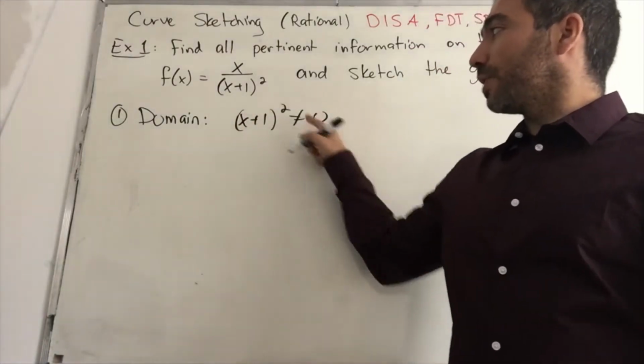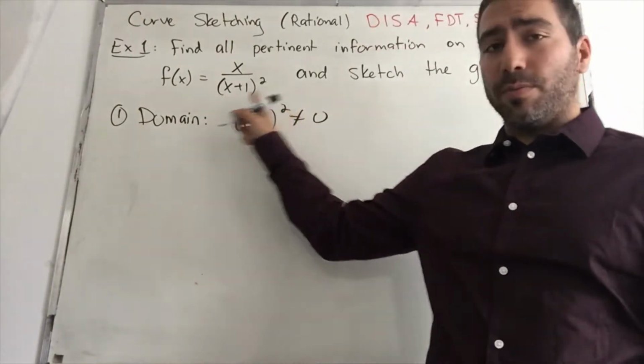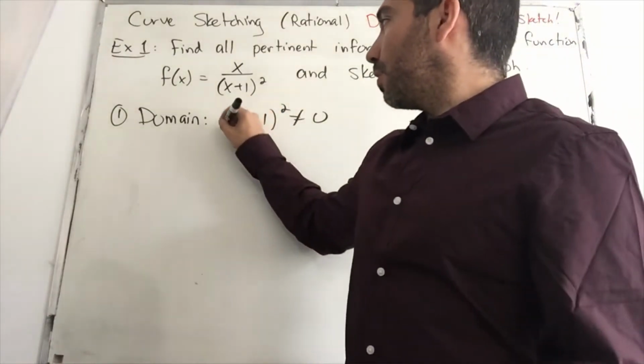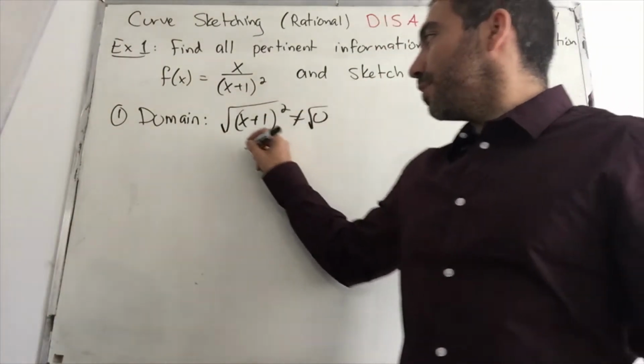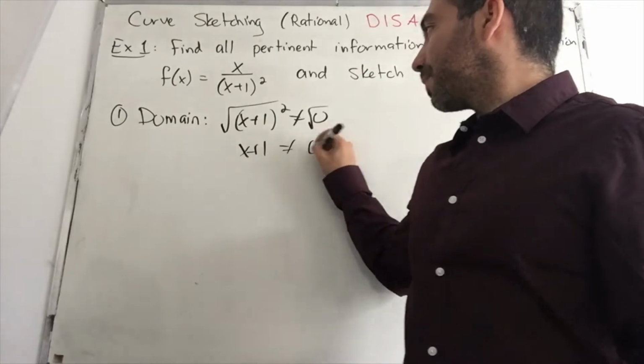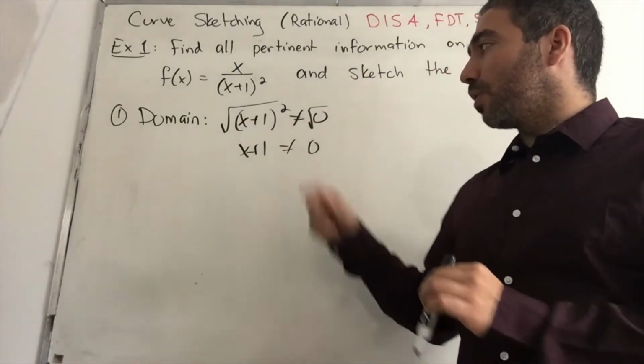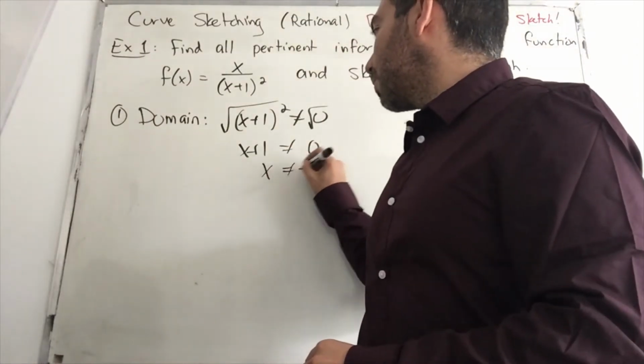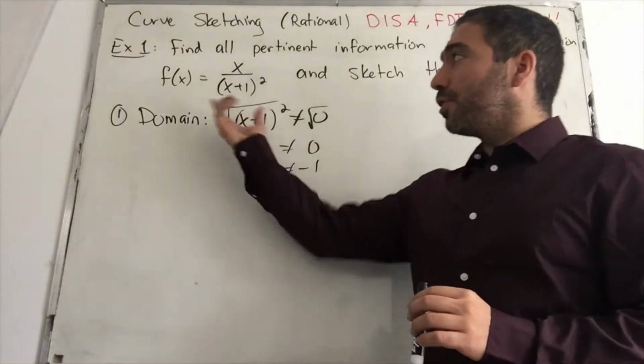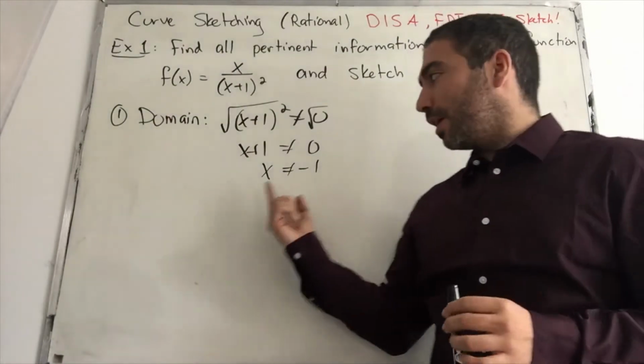If we square root both sides, you could go ahead and solve it. This might be obvious to you, you might have the answer right off the bat, but solving for it is probably the easier way to do it. We square root both sides, we get rid of the square, and we get x plus 1 cannot be equal to 0. Bring the 1 over, x cannot be equal to negative 1. So the function is defined for all values of x except at negative 1.